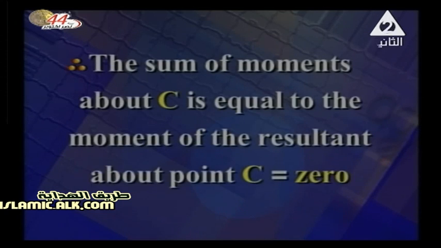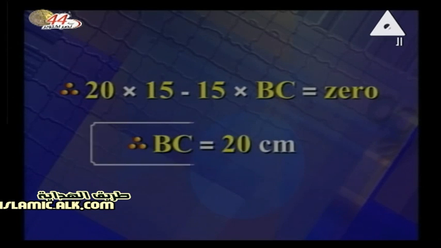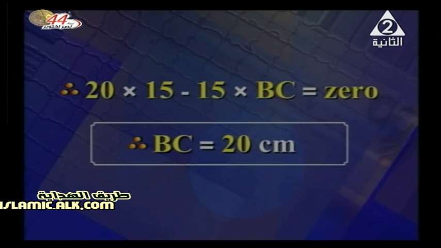The sum of moments about C is equal to the moment of the resultant about C, which equals 0. Look, we have the moment about C: 20 times 15 minus 15 times BC equals 0. Therefore, dear student, we find BC equals 20. Why? Because 20 times 15 equals 15 times BC, divided by 15. Therefore, BC equals 20 centimeter.